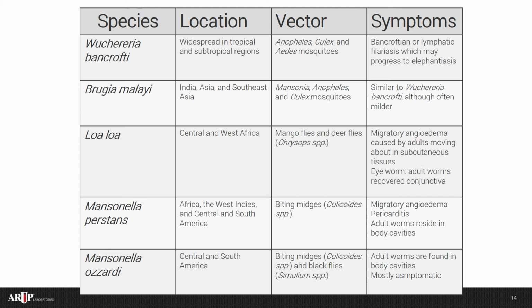Mansonella perstans is found in Africa, the West Indies, and Central and South America. It's transmitted by biting midges of the Culicoides species. Symptoms include migratory angioedema and pericarditis, and adult worms reside in body cavities. Mansonella ozzardi is found in Central and South America. It's transmitted by biting midges of the Culicoides species and black flies of the Simulium species. Adult worms are found in body cavities and infection is usually asymptomatic.